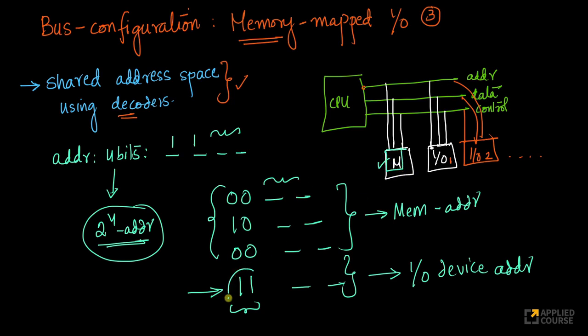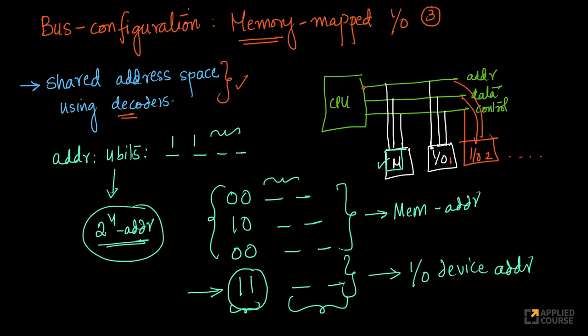But whenever the first 2 bits are 1 1, the memory is deactivated, right? Only the IO devices will become active here. And when the IO devices become active, then again, here I have 2 more bits. In 2 more bits, I can create 4 more devices, right?